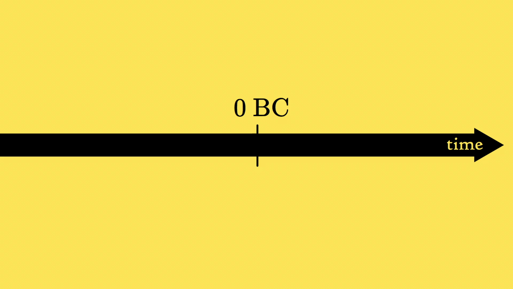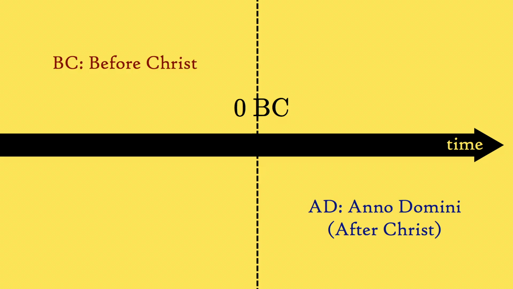Traditionally, timelines have had a center point, a zero, placed at the birth of Christ. This point is the year 0 BC. Any event that took place earlier occurred in the year X BC, where BC stands for before Christ. Any event taking place later would be in X AD, where AD stands for Anno Domini.